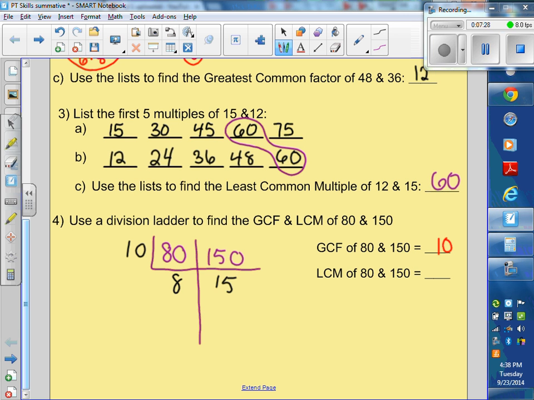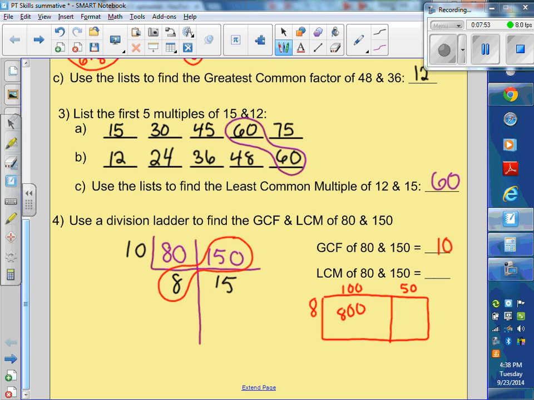The least common multiple is 8 times 150. So, you have to do a little bit of work there. Remember, you could use your area model or distributive property. 8 times 100 and 8 times 50. That's 800 and 400. So 1200.